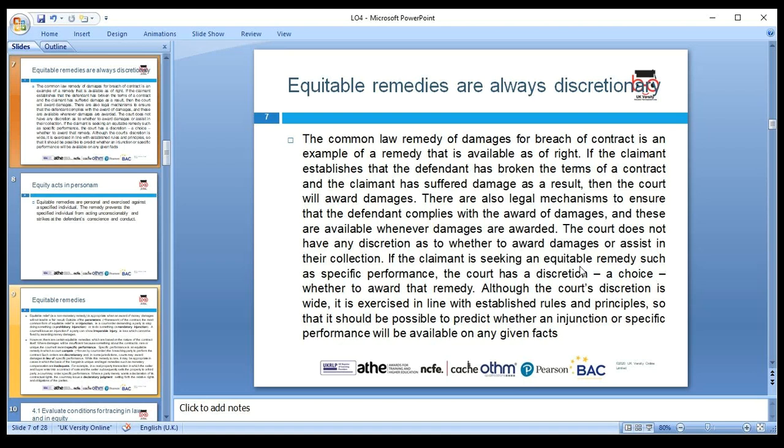Although the court's discretion is wide, it is exercised in line with established rules and principles. So it should be possible to predict whether an injunction or specific performance will be available on the given facts.